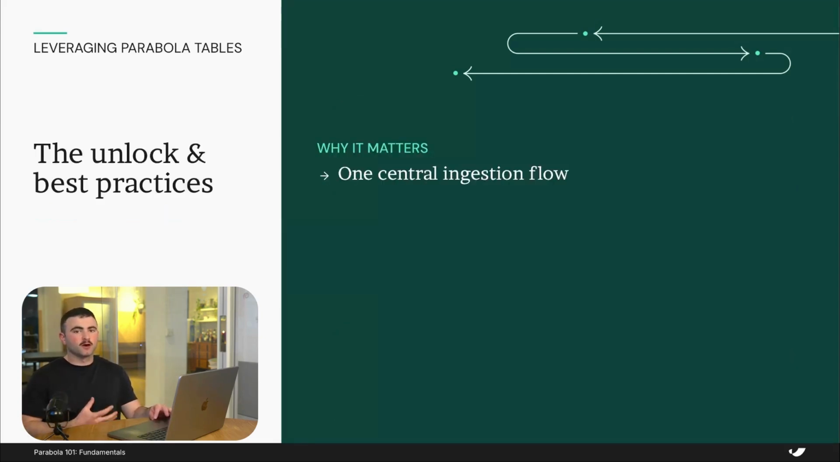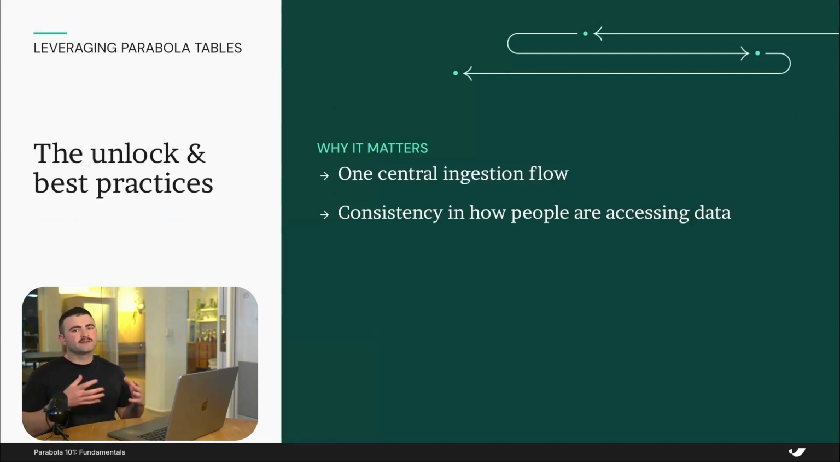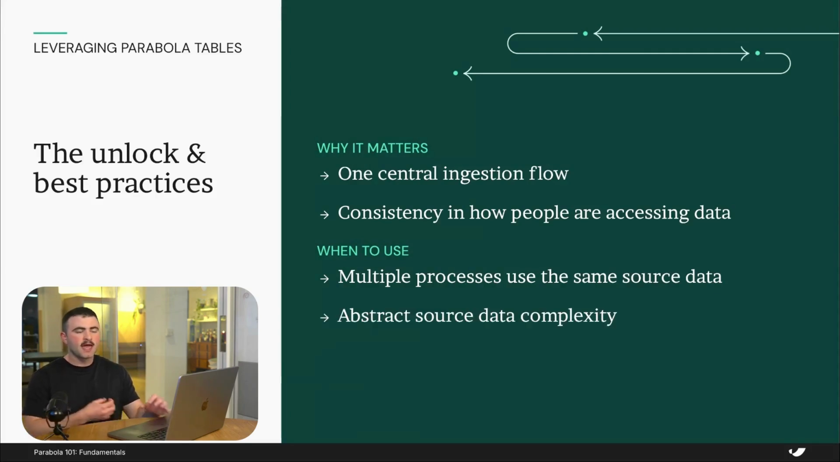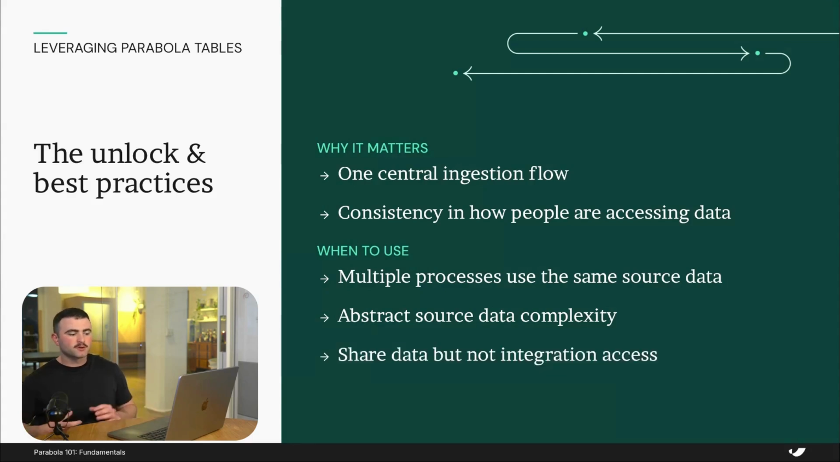Having one central flow for ingesting data ultimately drives consistency in the way that people are accessing data and eliminates risk that people are making mistakes when they're pulling that data or cleaning, combining, and transforming it. This approach is really useful when you have multiple downstream processes that are all pulling from the same source data, and also in situations where you might want to abstract away some of the complexity of pulling data from that integration and then doing all the downstream work to clean and normalize that data. It's also useful when you want to share access to data sets, but maybe not the full integration, even if you already have roles and permissions already set up.